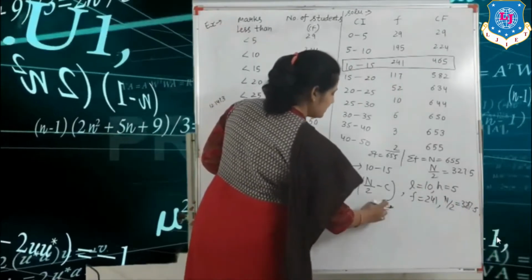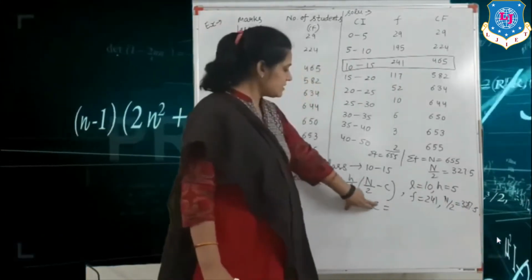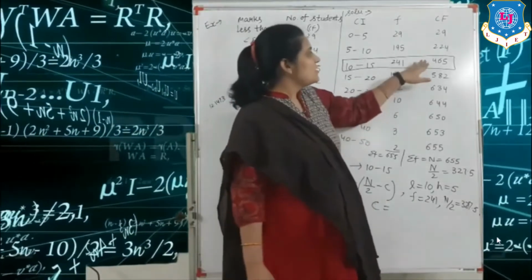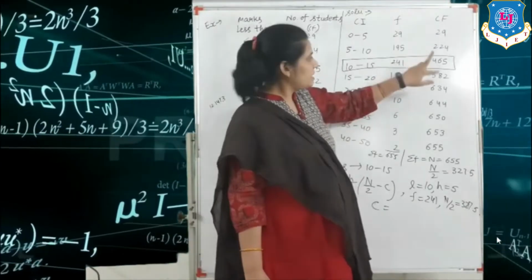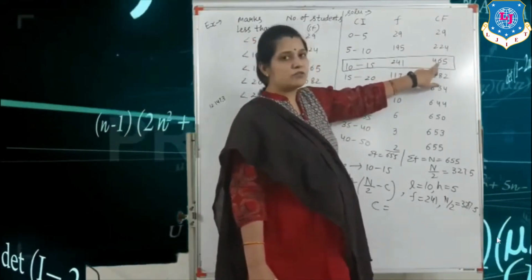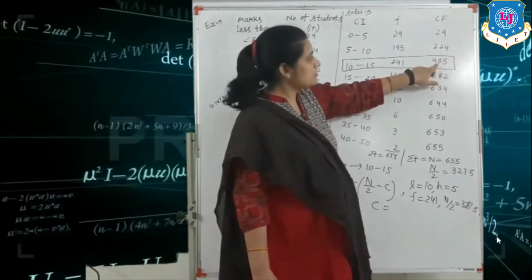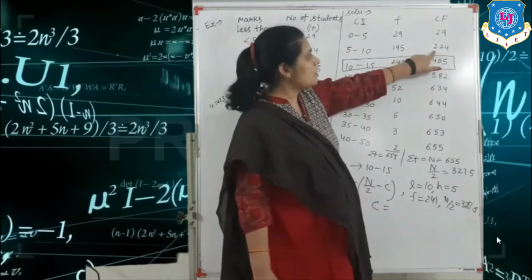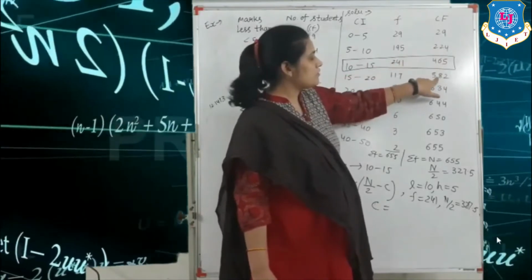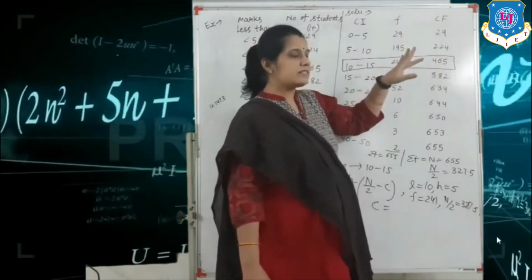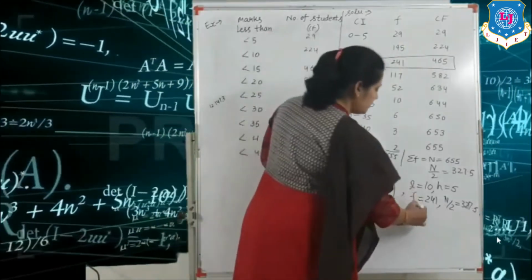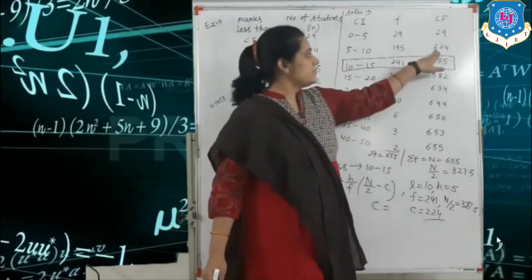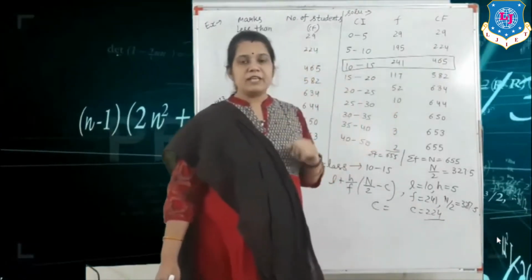Okay, next value is the capital C. So how do we find C? C is equal to what? This is the less than type of frequency distribution. So you check here the CF column, and in your CF column you highlight the 465. So according to this 465, take the value just before and just after. The before value is 224, and the after value is 582. So always consider the minimum value. So capital C is equal to what? 224, because between 224 and 582, the minimum value is 224.